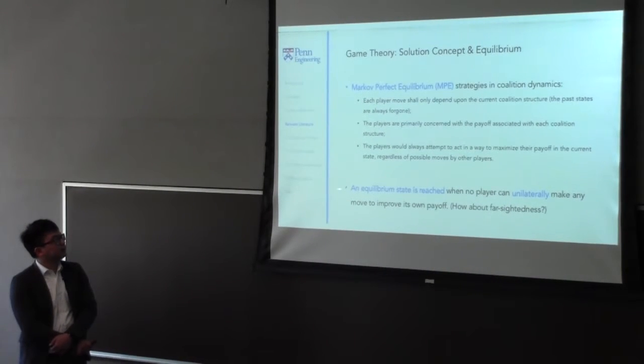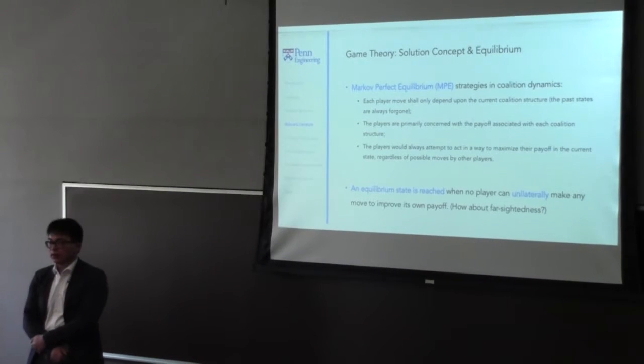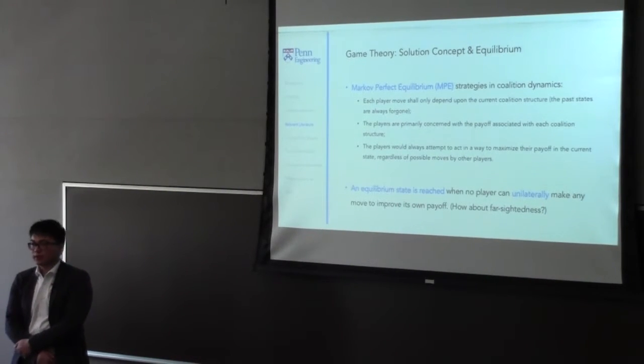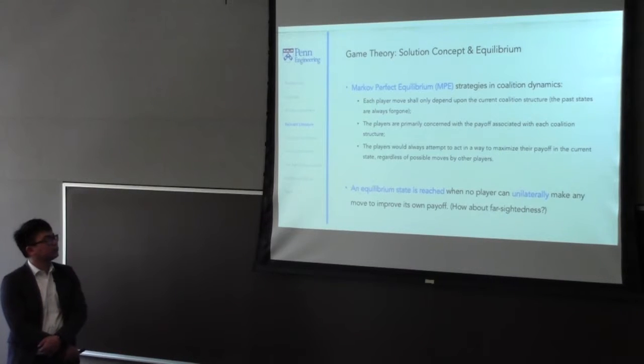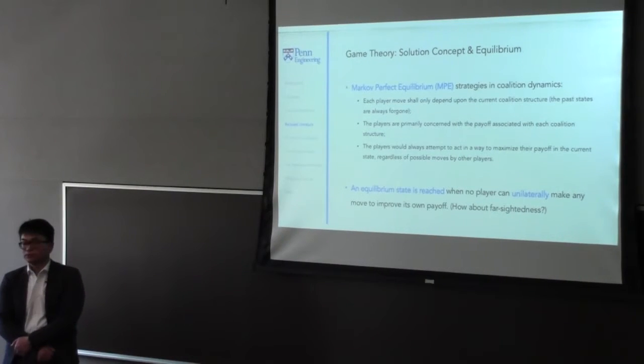And I think a very simple abstract understanding of the equilibrium state in most of the game theoretical models is that we argue that equilibrium state is reached when no player can unilaterally make any move to improve its own payoff. So that's very clear.